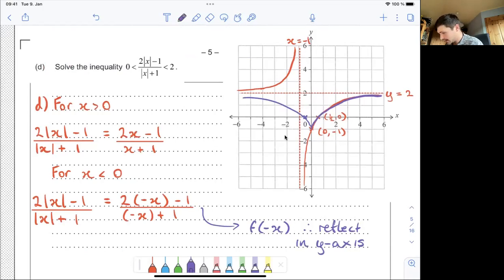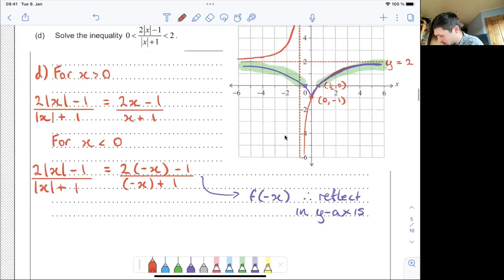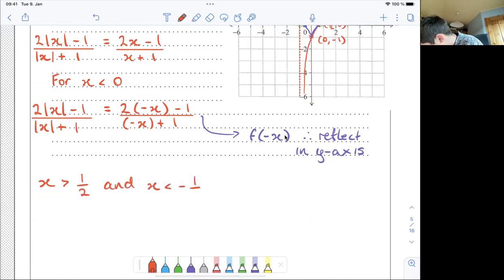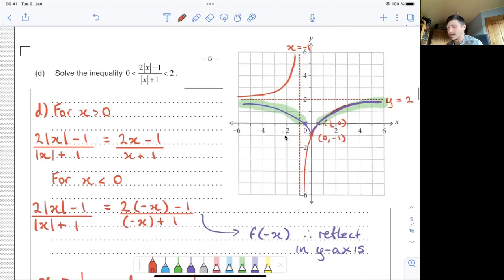Well, it's always going to be below 2, because we still have that horizontal asymptote of y equals 2. But we have two parts now that are greater than 0. If I highlight in green, we've got this section down to here, and then this section up here. So to answer our question, this inequality is satisfied for x greater than a half and x less than negative a half. And that is the answer to part D.